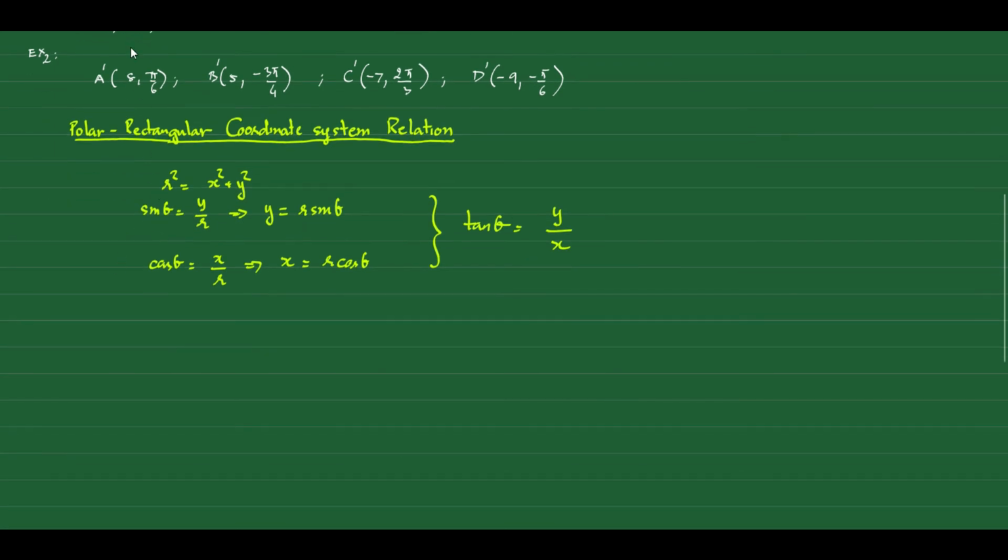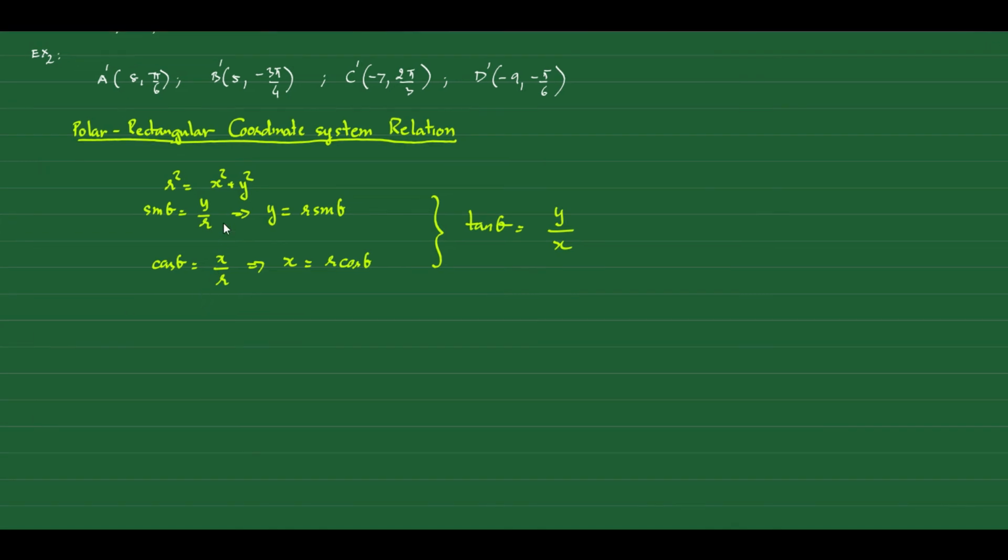Now I'm going to give you an example. Example number 3. For this example, I'm going to show you how to convert rectangular to polar first. Convert point A, whose rectangular form is (1, square root of 3).